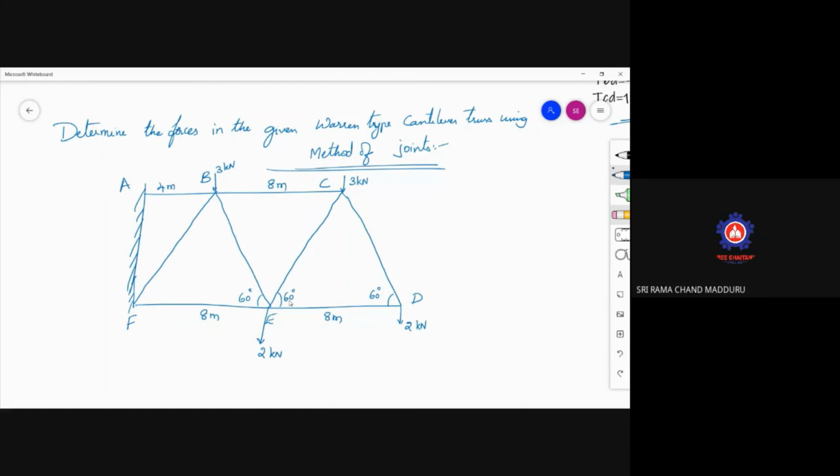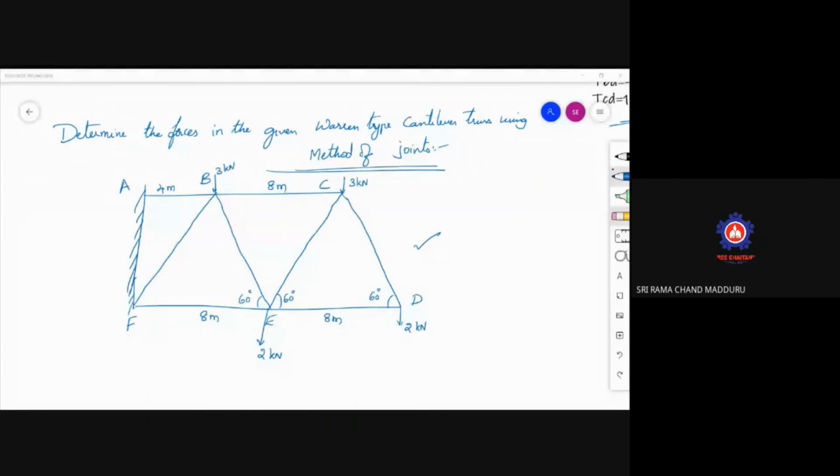Okay. So using method of joints, please try to solve this problem and show me the final result.